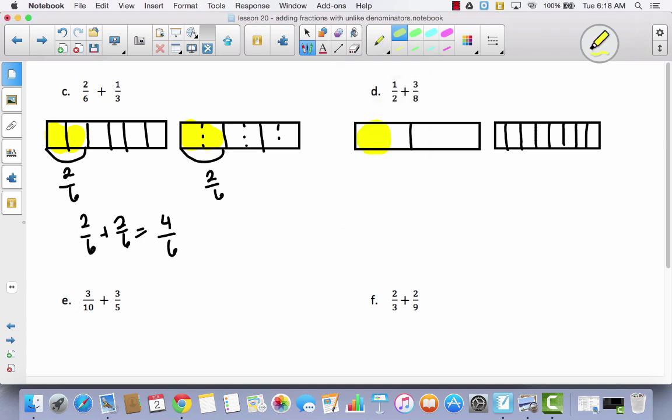So here's my half, and then here's my 3/8. So there's nothing I can do to these eighths. I can't decompose them to make a half, but I can decompose the halves to make eighths, right? I can divide this into 4 parts. Now they're fourths. Oops, I was supposed to make those dotted lines, okay?